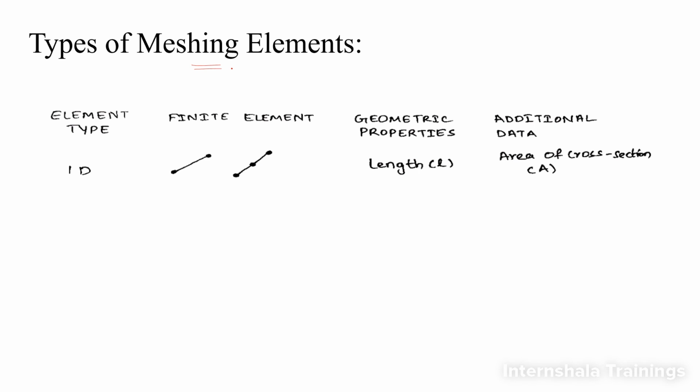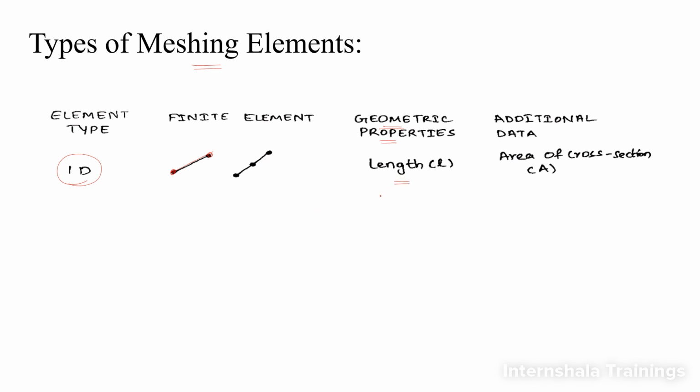Now we are going to see what are all the different types of meshing elements that are generically available. So the first type of element is called a 1D element, where the finite element geometric shape will be somewhat like this. We have nodes and each node is connected by a line element. So what is the geometric property this particular element is having? It is nothing but the length.